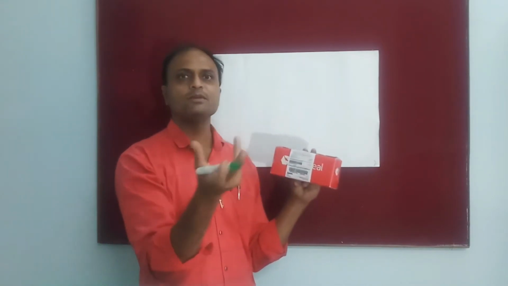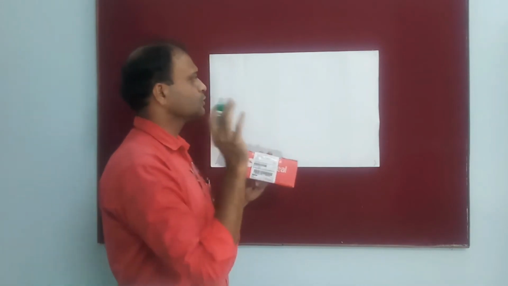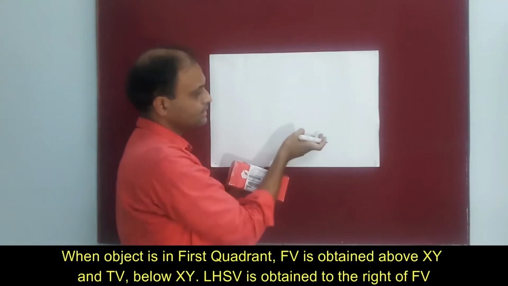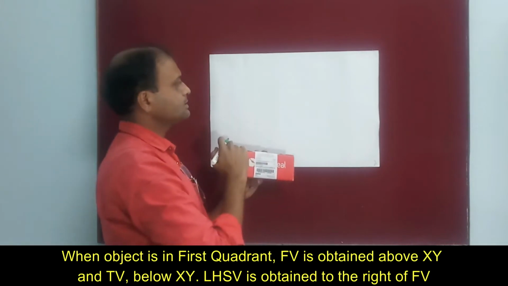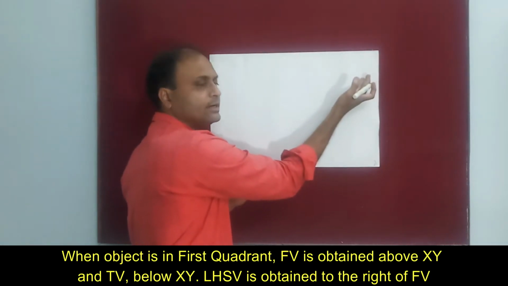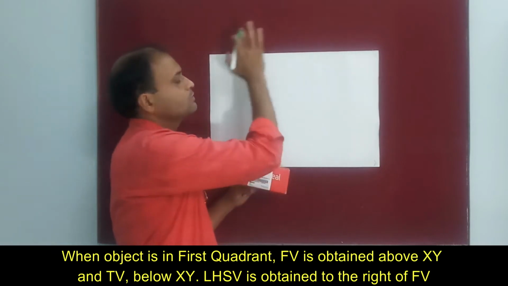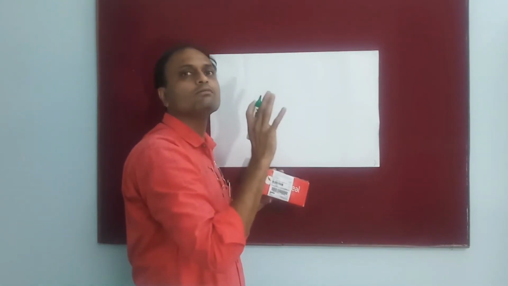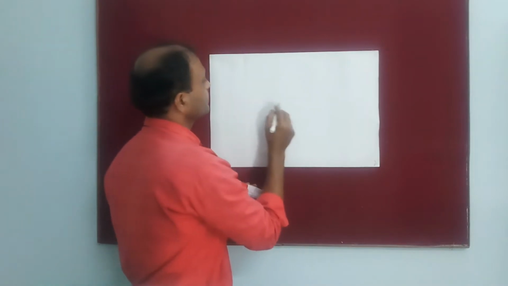Now if you refer to my previous videos, you will understand how the locations of the views are decided when the object is kept in first quadrant. Whenever it is in first quadrant, front view is at the top, below that there is top view, and left hand side view is always to the right of front view, and right hand side view is always to the left of front view. This is according to first angle method of projection. Okay, so let us understand.